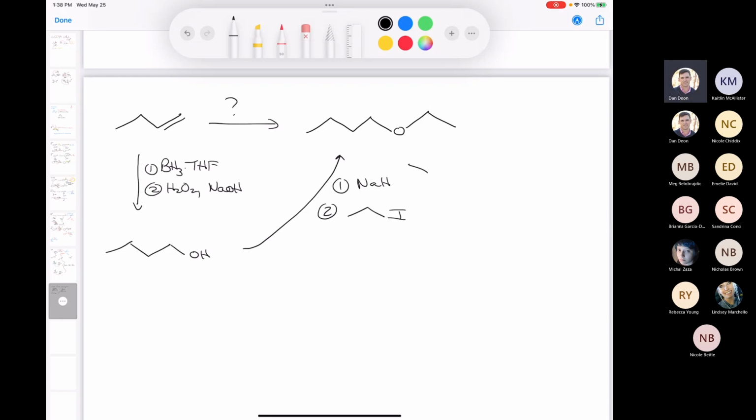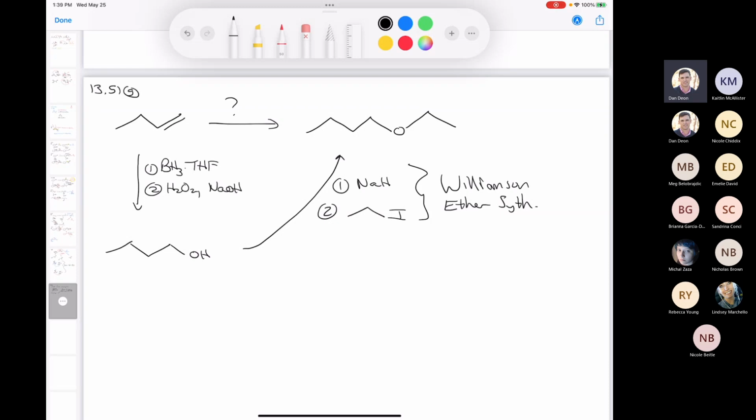Okay? And this, again, is the Williamson ether synthesis. Great reaction, great chemistry. I think this is a beautiful way of doing this problem. I think this is 13.51G. I think there's another way to do it, though.